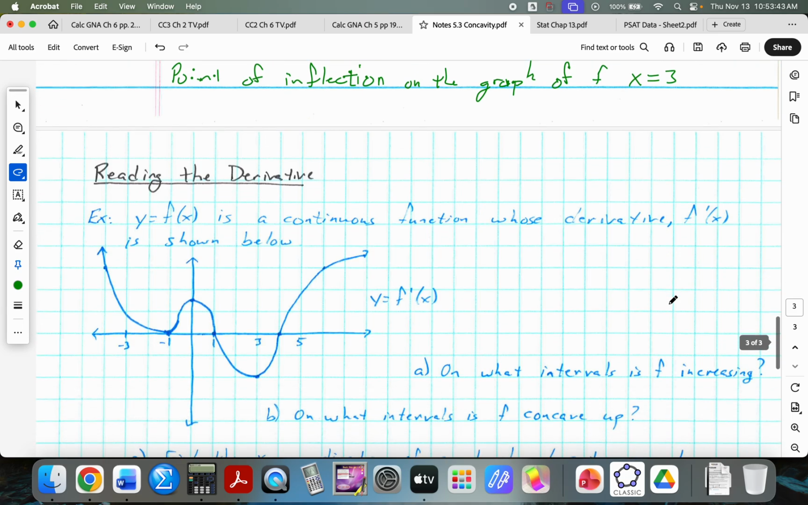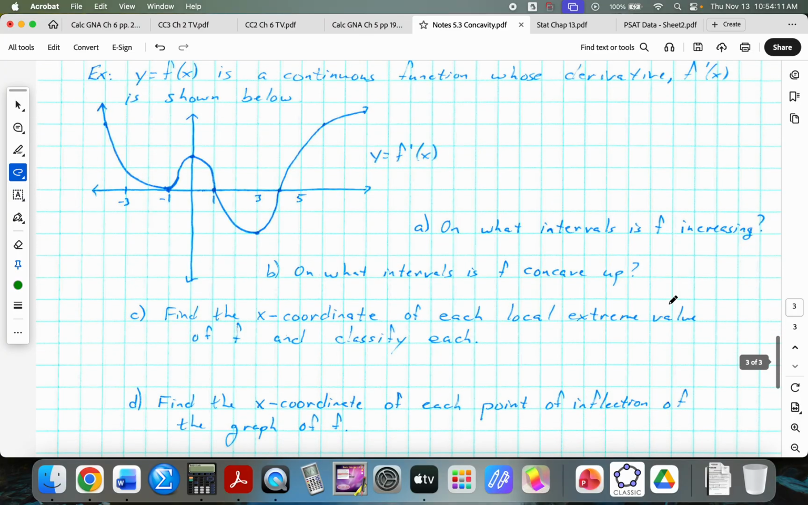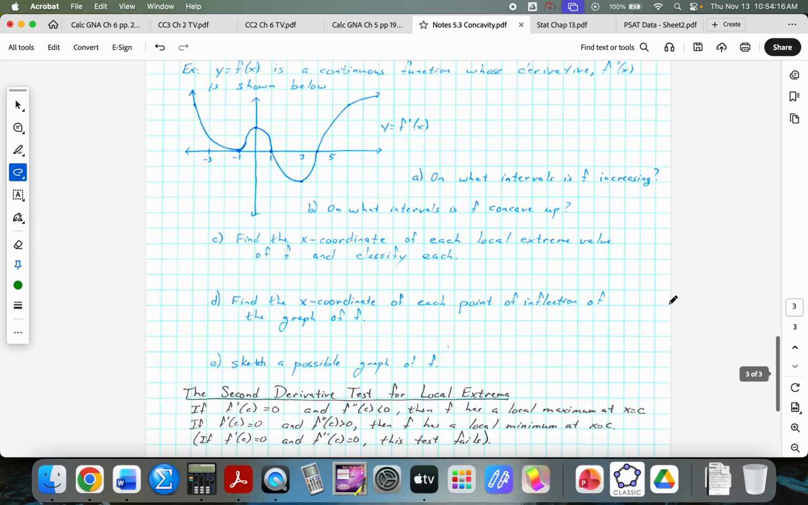So as I said earlier, one of the things that you're likely to be asked on the AP exam is you'll be given the graph of the derivative of a function, given some information about the original function, usually that it's continuous, and then asked questions about the function. So let's take a look at this.